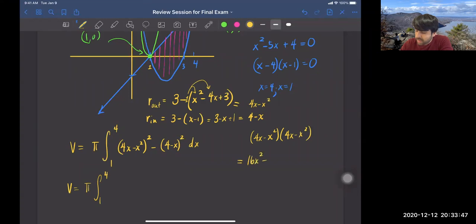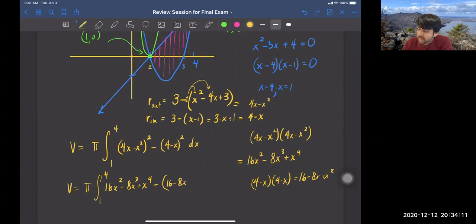16x squared minus, this becomes what? 8x cubed plus x to the 4th. So this is 16x squared minus 8x cubed plus x to the 4th. And then I got 4 minus x squared, which becomes 16 minus 8x plus x squared. And make sure you put the parentheses around that. This is 16 minus 8x plus x squared dx.